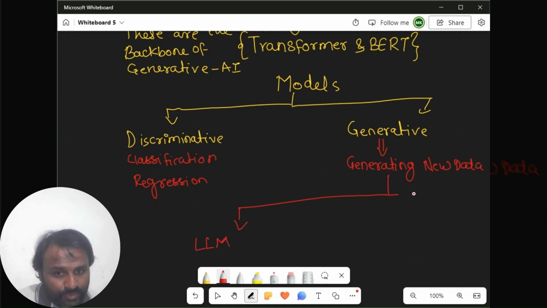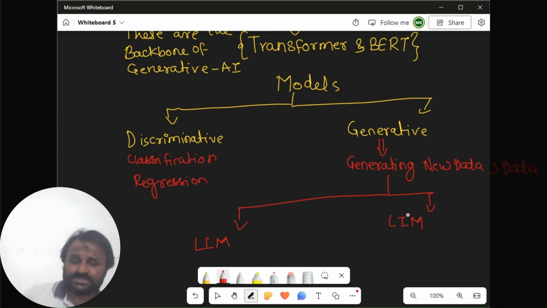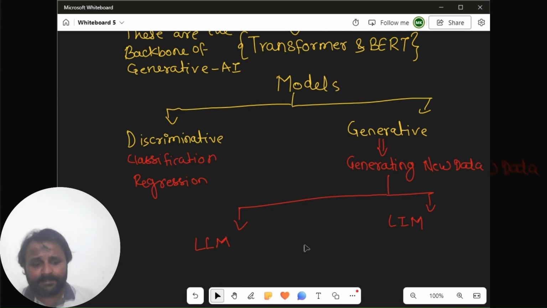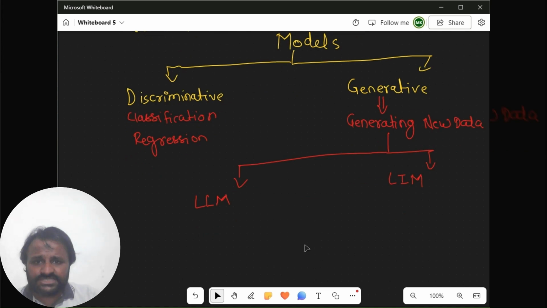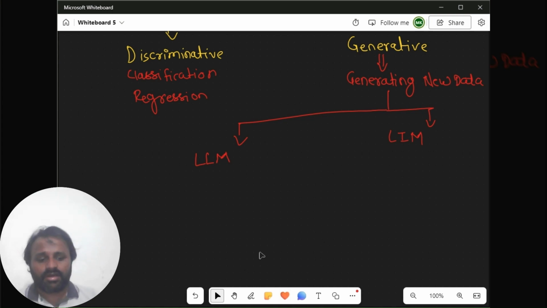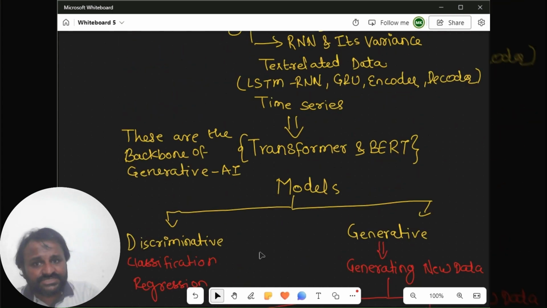that is large language models, and the second we call the LIM model, large image models. So LLM is large language models. Nowadays people are talking about LLM, LangChain, a lot of things. So let's move ahead and try to understand with our Venn diagram as well.